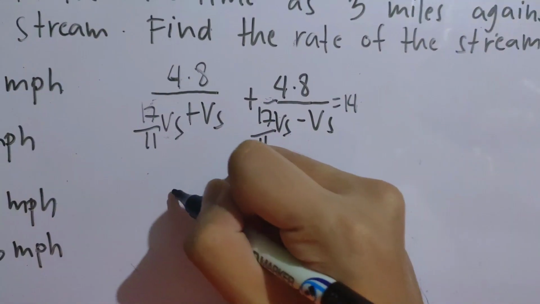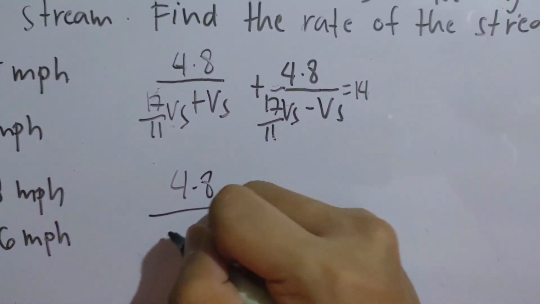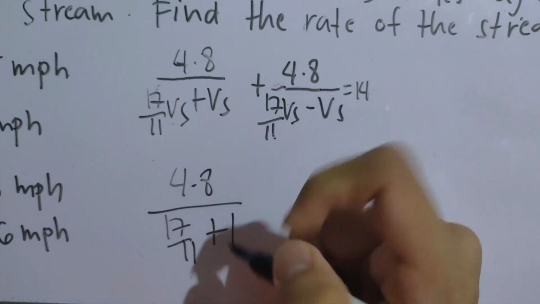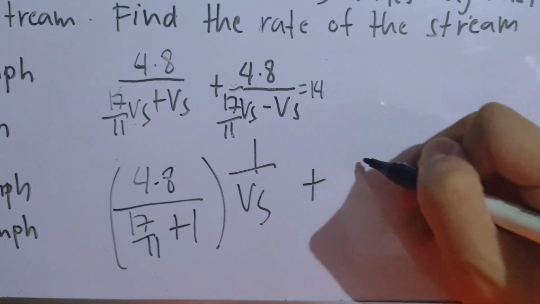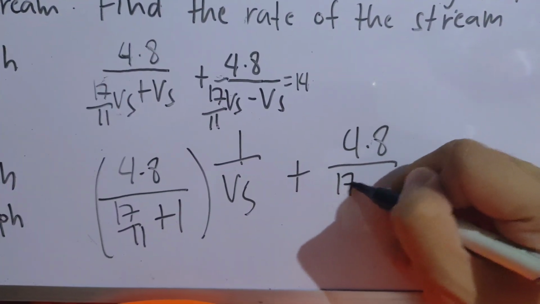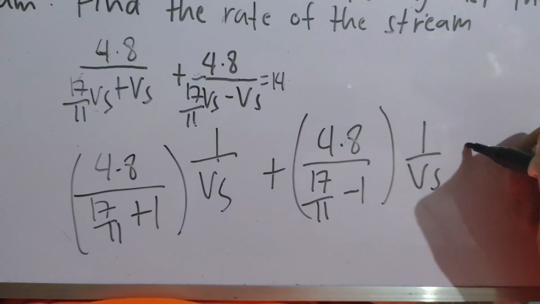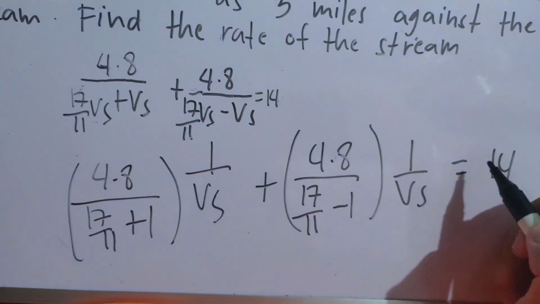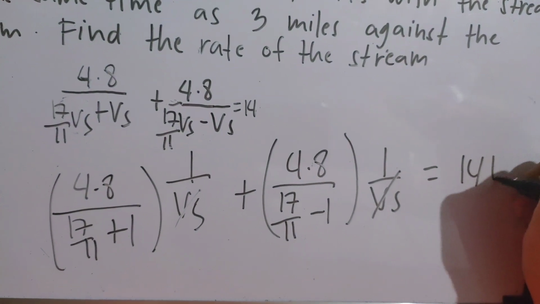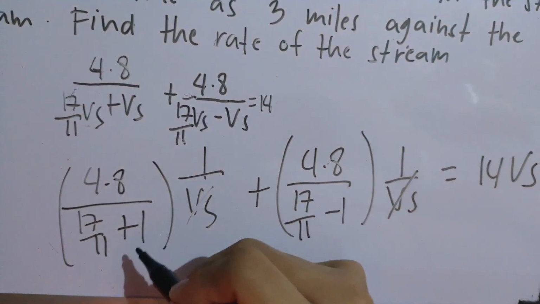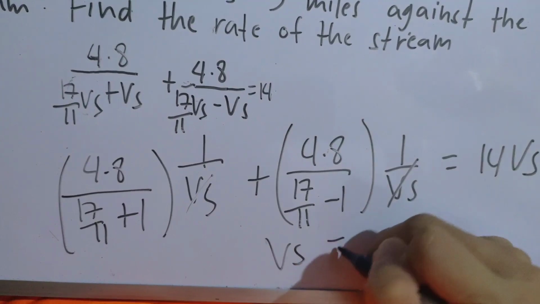So, simplify natin to. So, ito magiging 4.8 over, tanggalin natin yung VS dito, ilabas natin. So, magiging 17 over 11 plus 1 times 1 over VS plus 4.8 over 17 over 11 minus 1 times 1 over VS is equal to 14. So, ilipat natin yung VS sa kabila. I-multiply natin both sides ng VS. So, maka-cancel to. At magiging 14 VS. So, ang value ng VS natin is equal to itong value ng mga to divided by 14. So, VS, gamitin natin yung calculator.